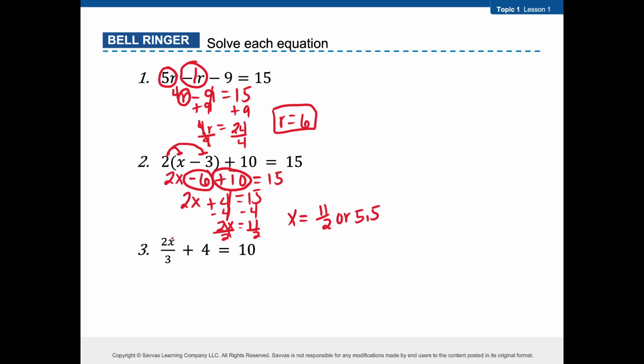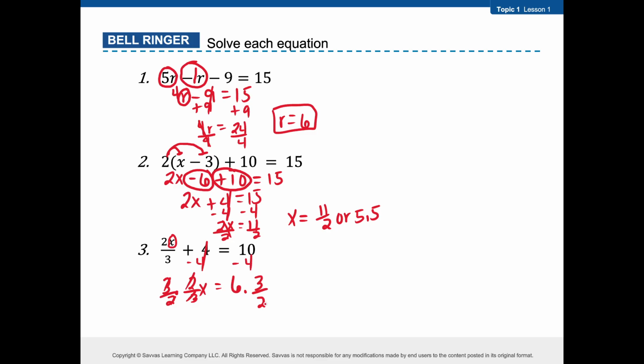Number 3, to isolate this variable, subtract 4 to both sides, and you have 2/3 x equals 6. Whenever a fraction is being multiplied to a variable, to cancel it out, multiply it by its reciprocal. That reciprocal gets multiplied to the other side.